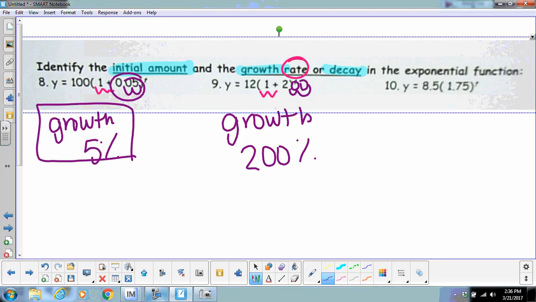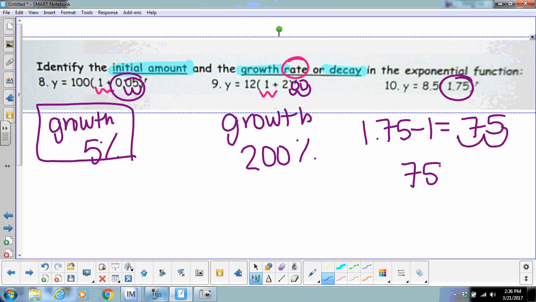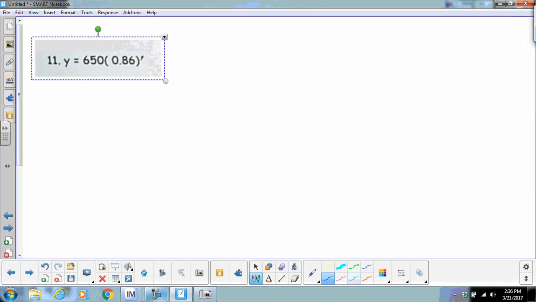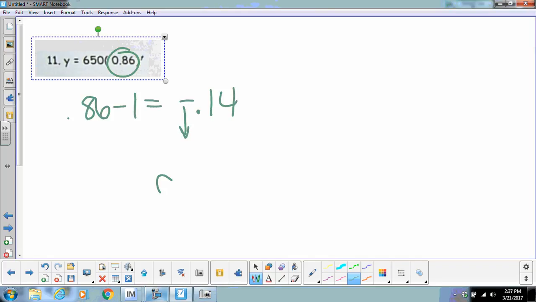Okay, for number 11, now that it is simplified in here, remember we take whatever's there and we subtract 1. That leaves us with 0.75, move it 2 places, that gives us 75%. Since this was greater than 1, it is growth. And then the last one I'm going to do is problem number 11. Okay, same thing here. We're going to say 0.86 minus 1, which is going to give us negative 0.14. The negative just means decay. And 2 places over is going to be 14%.